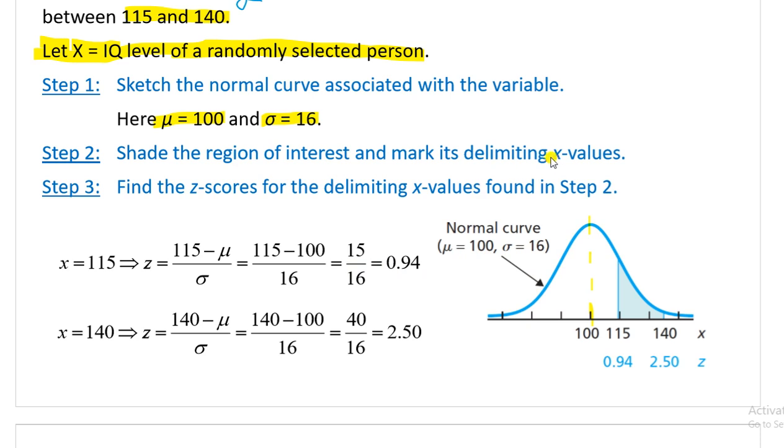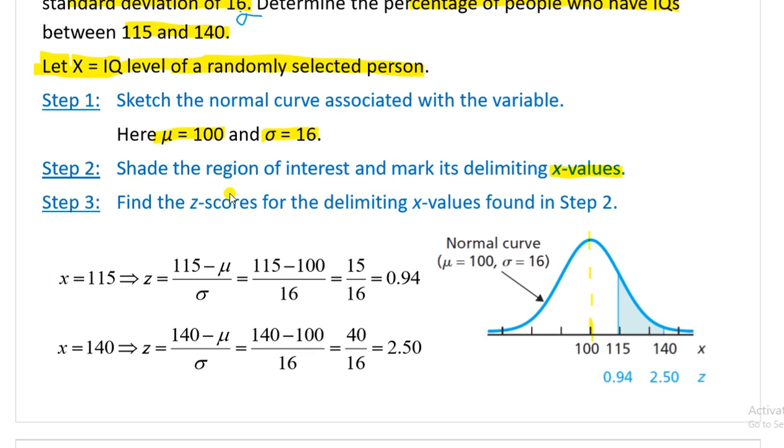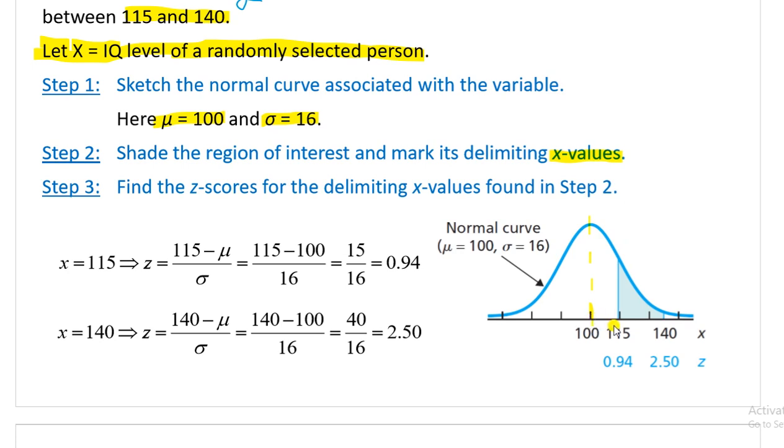We are interested in x values. Now my x values are 115 and 140. 100 is in the middle, which means both 115 and 140 will be on the right side of the mean. So this is 115 and 140. So this is the area which I am looking for, between 115 and 140.